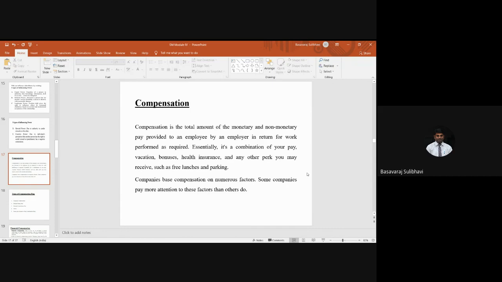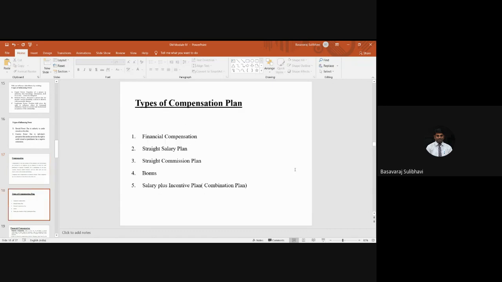Fine. So companies base compensation on certain factors. There are different types of factors which we can identify easily, on the basis of which the compensation is going to be decided. Some companies pay more attention to these factors than others. For example, we have here the different types of compensation plans which we can go through. Certain companies usually go with only direct pay, so only monetary pay will be given to the employees.